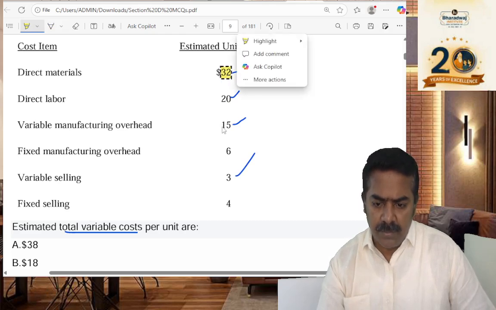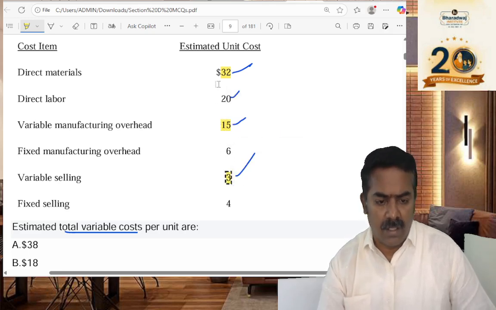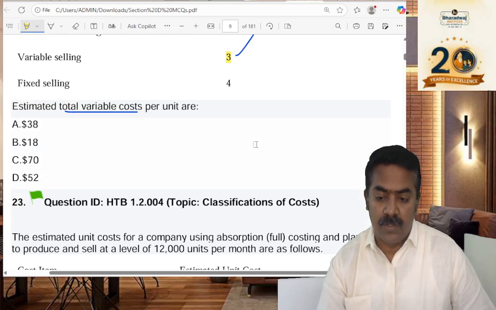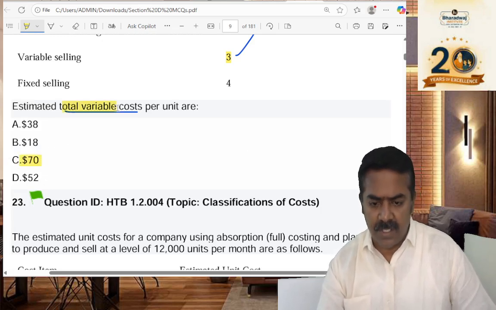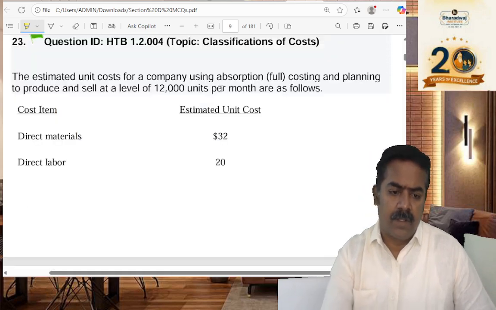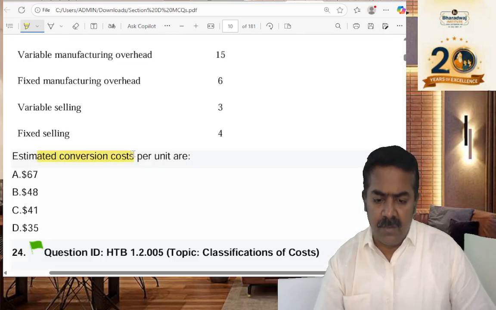The question is variable cost only. So 32, 15, 3. What is the total? Labor also. 70 into 12,000, or 70 per unit. Okay, per unit. 70. The question is about variable cost. Total variable cost. Full costing, same thing is given. Estimated conversion cost is given.